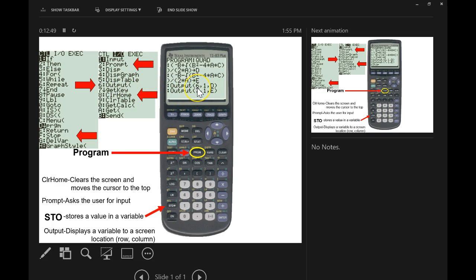And I'm going to type in the number 6, 1, and then the letter D. What the output command is doing is telling the calculator where to display this value. So the 6 is the row on the calculator that it's going to put it, and the 1 is the column it's going to put it. So it's going to put the answers down at the bottom here for us.